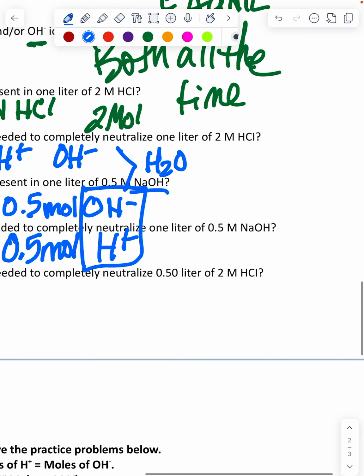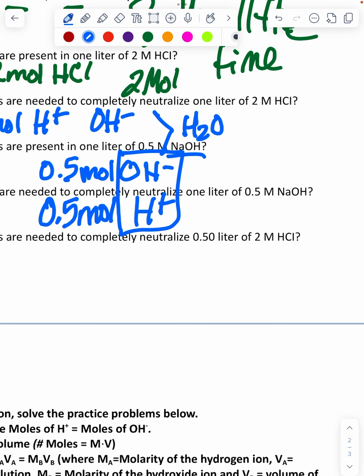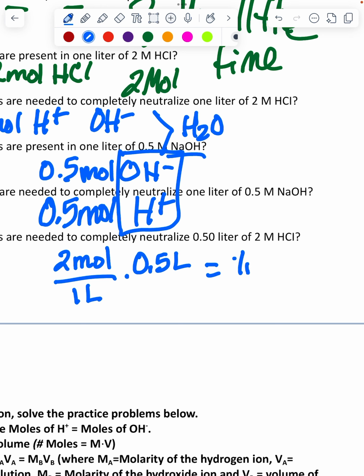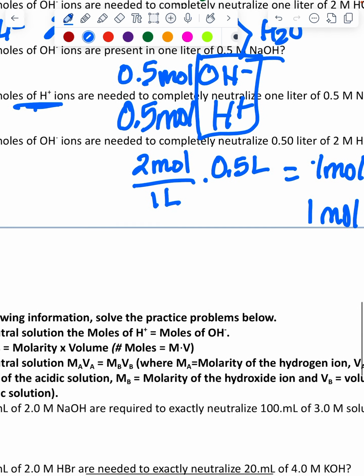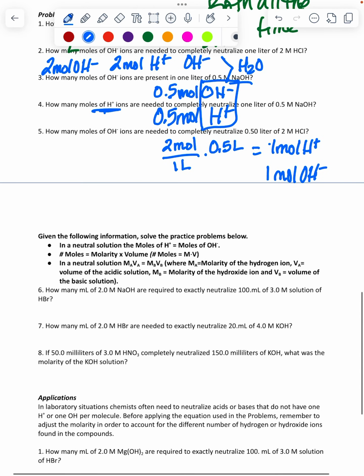How many moles of OH are needed to completely neutralize 0.5 liters of 2 molar HCl? Well, remember, 2 molar means 2 moles per 1 liter, and I have half a liter. So don't I just have 1 mole of H? How many OHs would I need? That's right, 1 mole. Just remember that they need to become water and neutralize each other out.